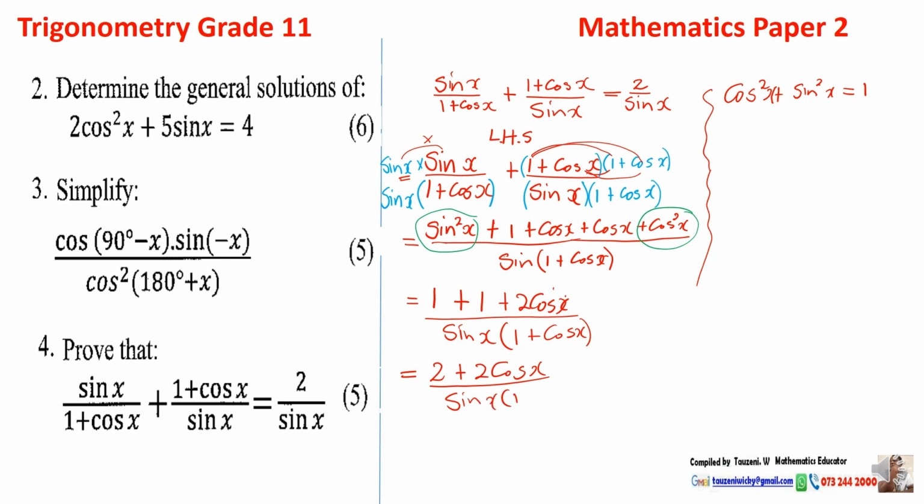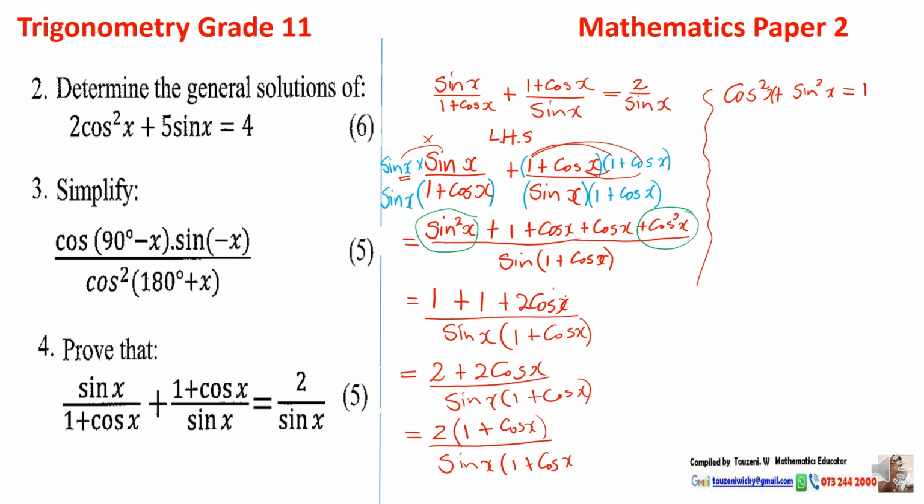Then important to remind each other here, if you are working out an expression in maths that is addition or subtraction, you can simplify by factorizing it. In my numerator, there is a common factor of 2. If I factor out 2, I get 2 factor of 1 plus cos x. Then in my denominator, I have the sine of x, factor of 1 plus cos x.